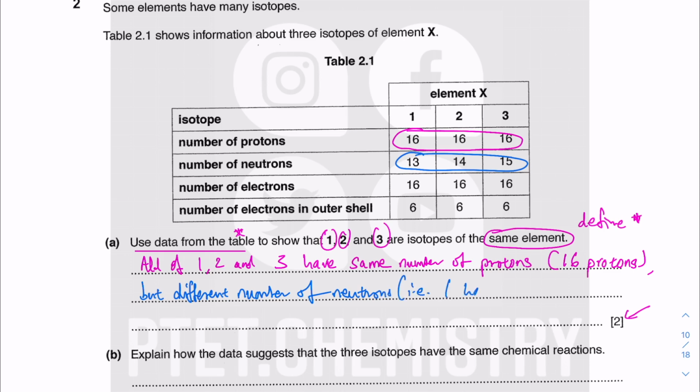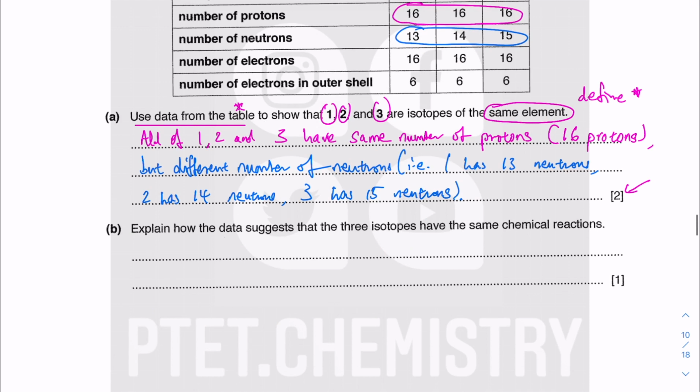i.e. one has 13 neutrons. So it's stating the obvious really, but I'm using the data in the table to show that I know which one I am using. 3 has 15 neutrons, so all of them have different neutrons, and I am just showing very clearly. Use the data from the table, not just the definition on its own. For that final 2 marks, you have to show something about the data from the table, because that's what the question says if you read the question.